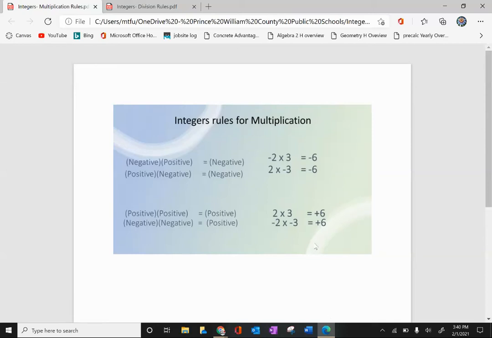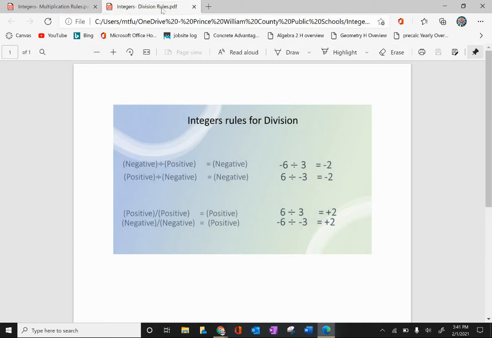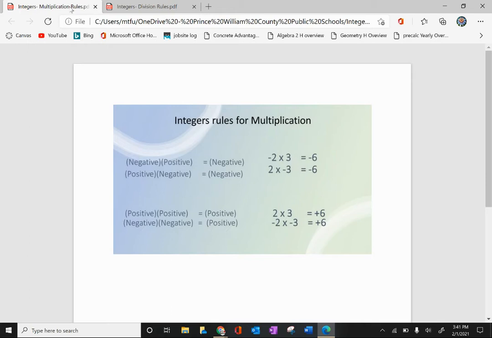Hi, I wanted to make a quick video that goes over the multiplication and division rules for integers to help you with the quiz of multiplying and dividing integers. So the multiplication rules are on this page and the division rules are on this page. You may notice a similarity between the two, but they aren't that different. But I'm going to go over each one of these in this video to help you out on your quiz.